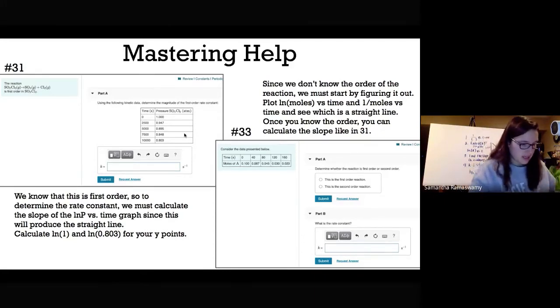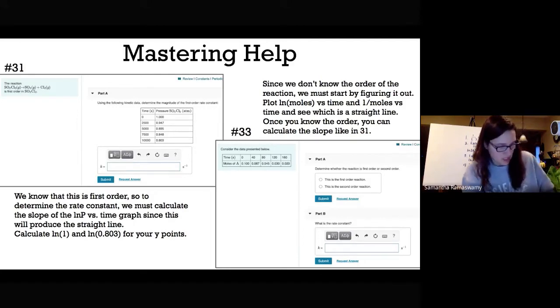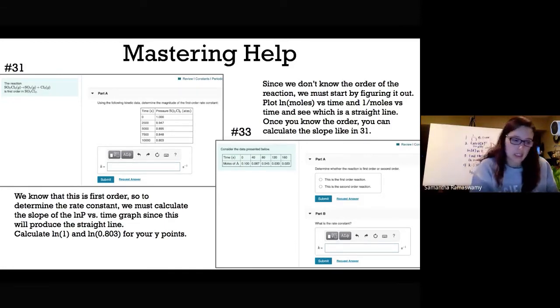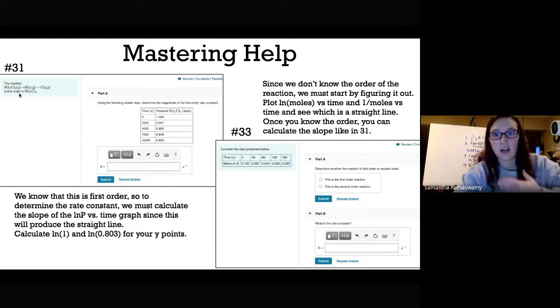This is like example, let me find it in the notes. This is like example 17 and 18 in the notes packet. Now 17 and 18 were second order processes, but it's the same thing. You do the same thing as if it were first order. So we know that it's a first order process. They tell us that. So to determine the rate constant, we have to look at the slope of the line that is linear, right, of the graph that is linear.